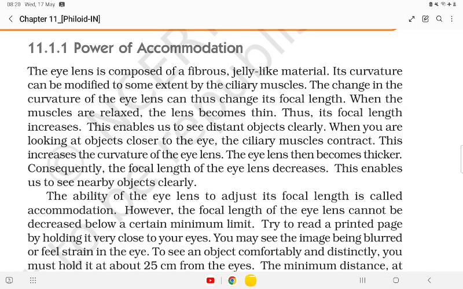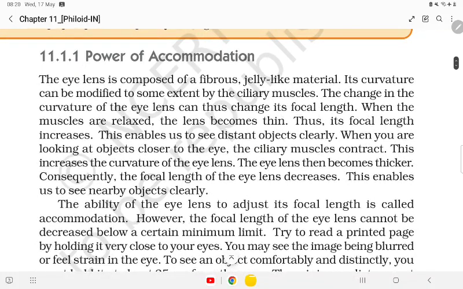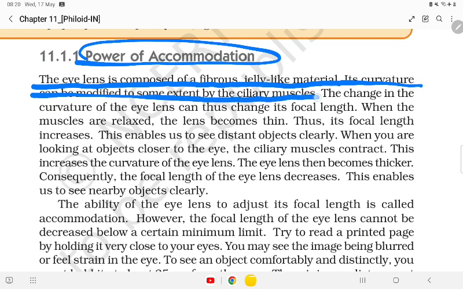Hello student, let's try to understand the power of accommodation of the eyes. That is what we need to understand. So what is this, student? What is the meaning? The eye lens is composed of fibrous, jelly-like material. Its curvature can be modified to some extent by the ciliary muscle.